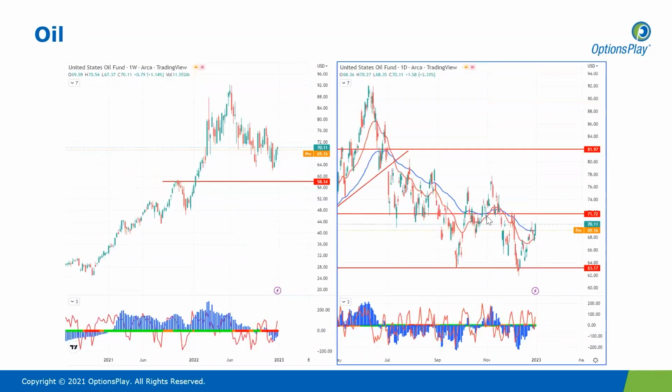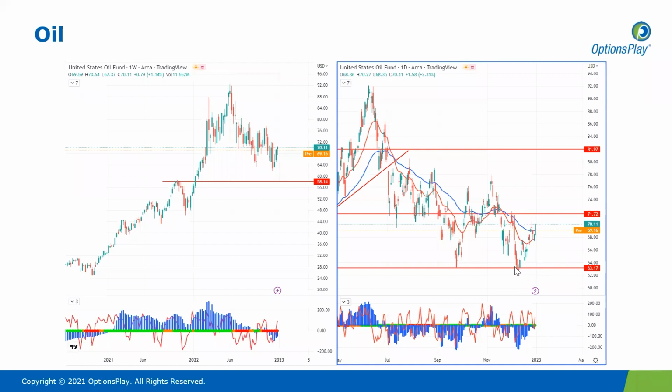And taking a look here at oil. So the oil thesis from the last market outlook session on December 20th remains intact. And that thesis was neutral, with 63 acting as support and 71 acting as resistance, and price to be range bound for now.